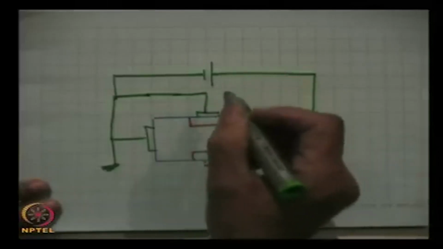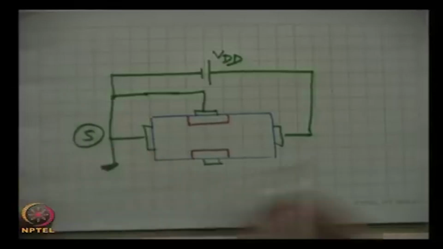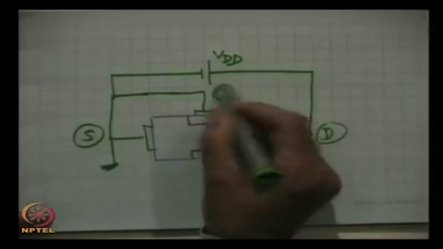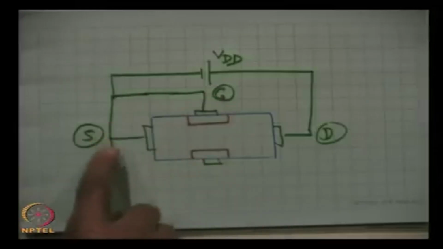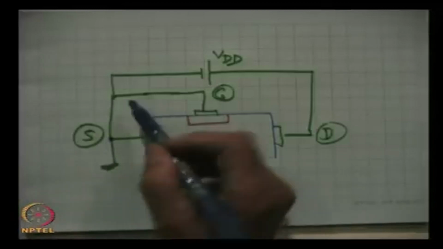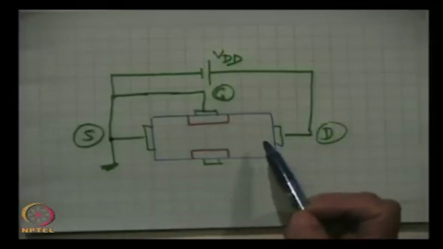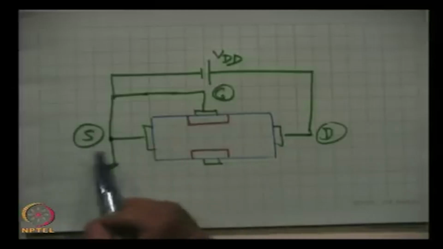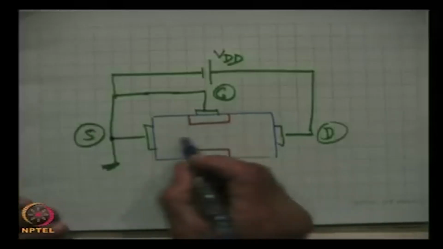This is a battery VDD. This is the source, written as S, this is drain, and this is gate. Gate is at 0 potential, at ground potential, it is grounded, and we have applied a positive voltage to drain with respect to source. Now, what will happen? This is the channel.